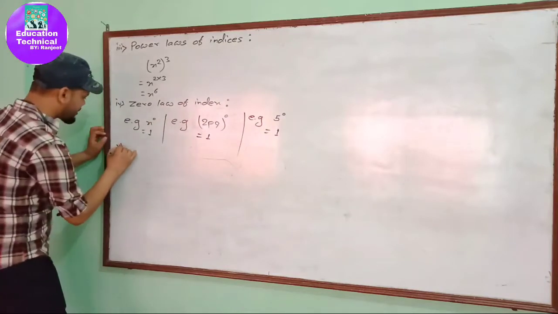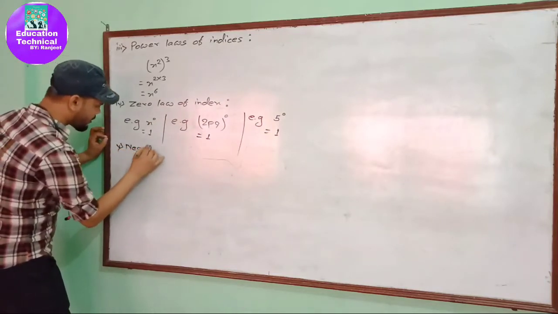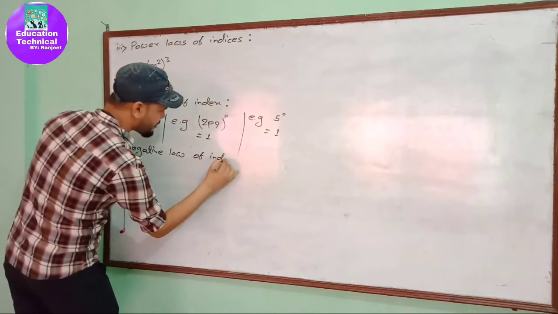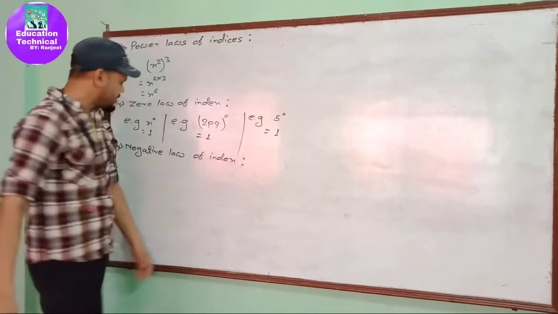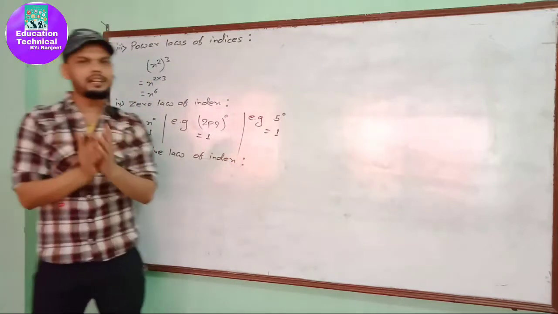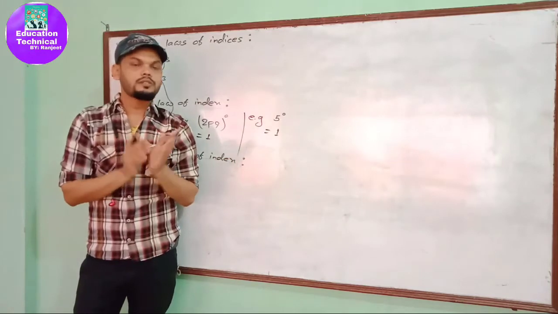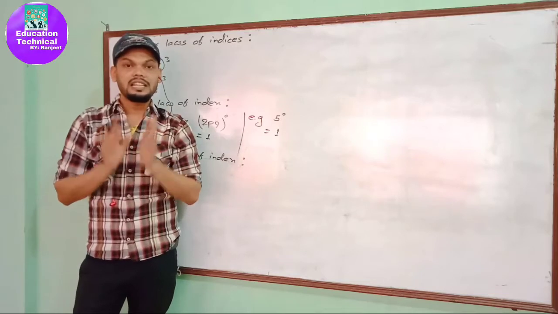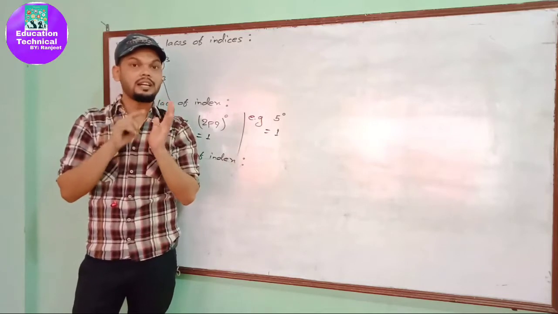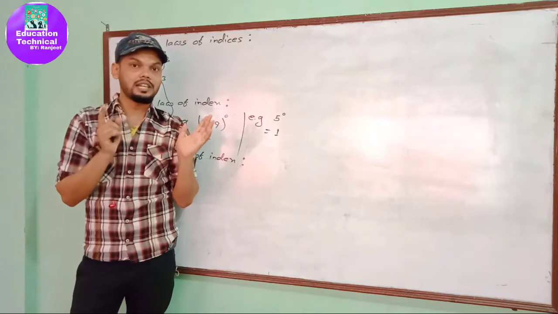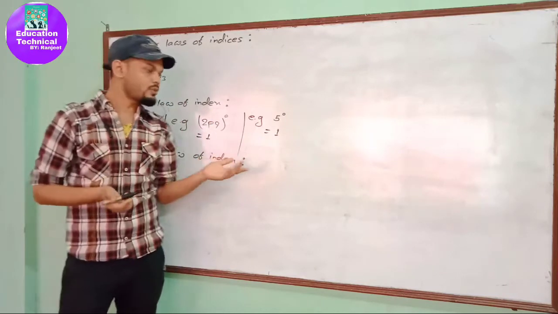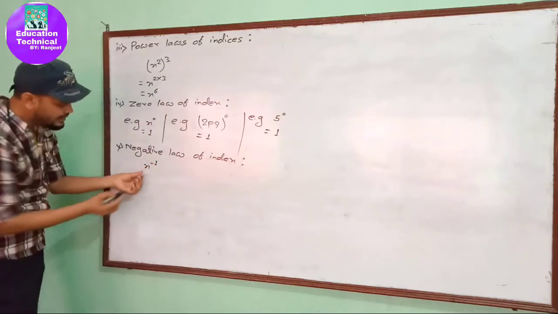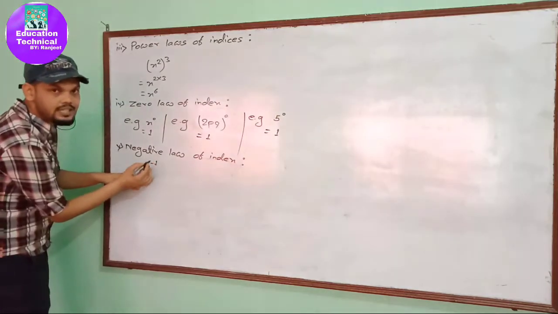Now the fifth one, the negative law of index. Sometimes we find that the power of the variable, or the power of the constant, or simply the power of the base, is in negative form. That means the sign of the power is negative. In such a condition, what should be applied? Suppose x power minus 1. Here the power of this base is minus 1.